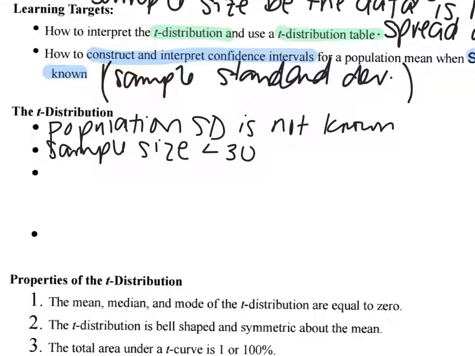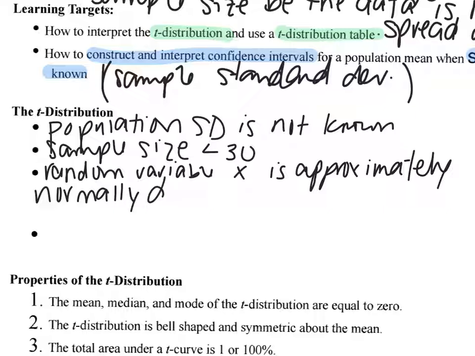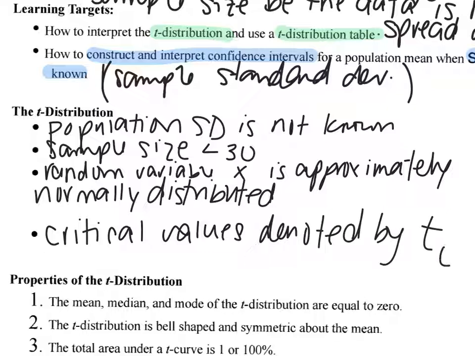Our random variable x is approximately normally distributed. So this one's a little bit different because in 6.1 we didn't necessarily have a normal distribution, but our random variable x is approximately normally distributed. And last but not least, our critical values are denoted by T sub C. Okay, so in 6.1 we were using Z sub C. Now we're going to be using T sub C.